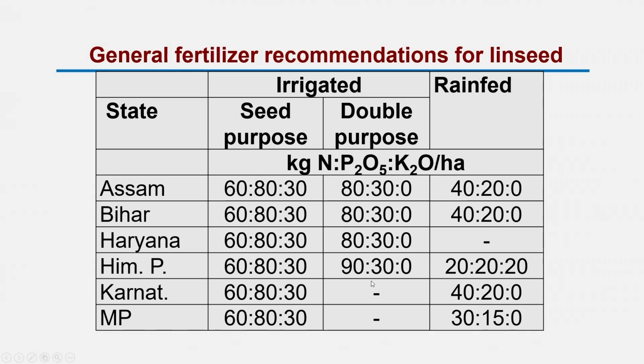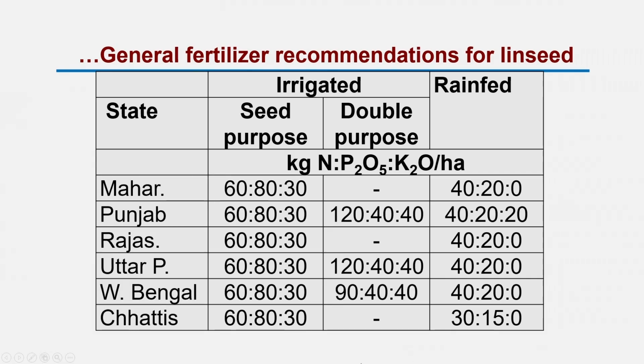Now, you can see for rain-fed conditions the doses are less. For Assam and Bihar you can see 40, 20, 0. For Himachal Pradesh 20, 20, 20. For Karnataka 40, 20, 0 and Madhya Pradesh 30, 15, 0. Likewise, for Maharashtra, Punjab, Rajasthan, Uttar Pradesh, West Bengal, Chhattisgarh, the NPK rates are 60, 80, 30 kg N, P2O5 and K2O per hectare for seed purpose.